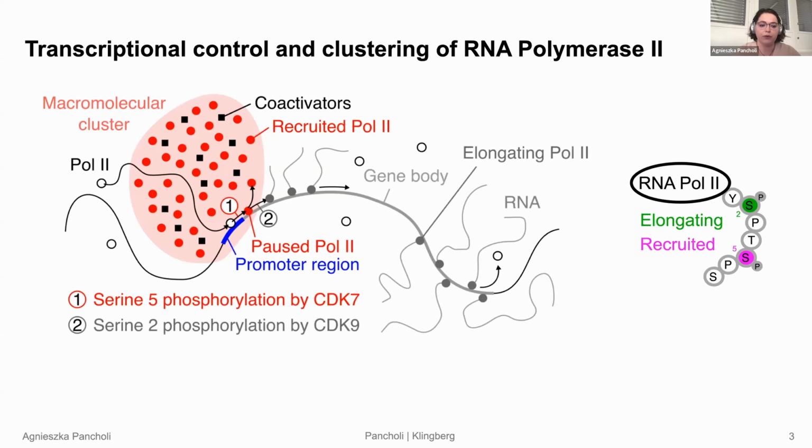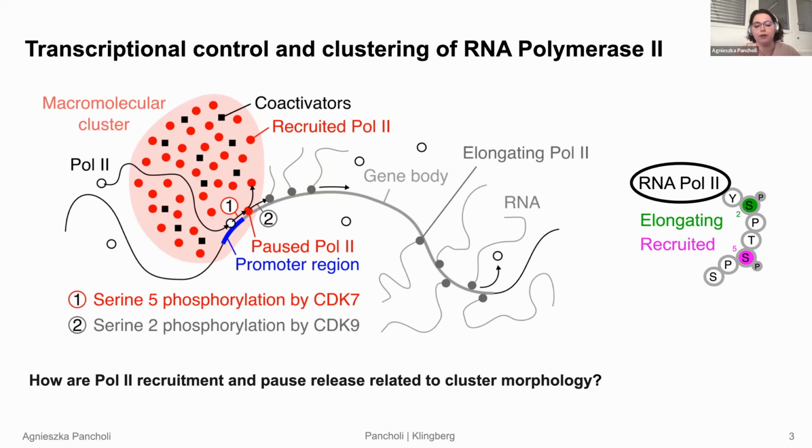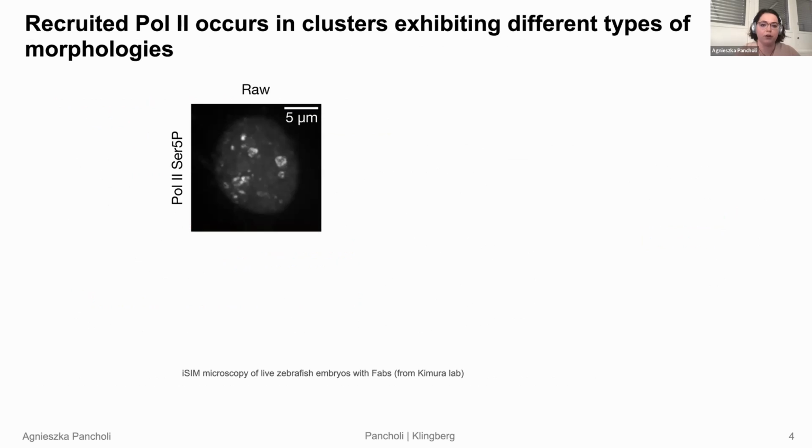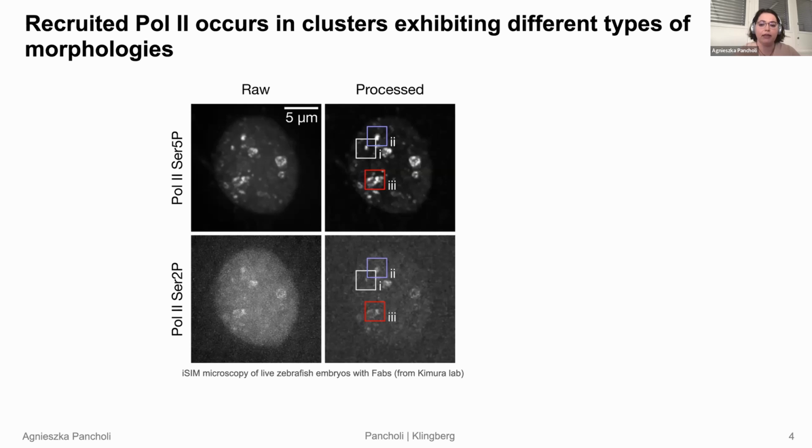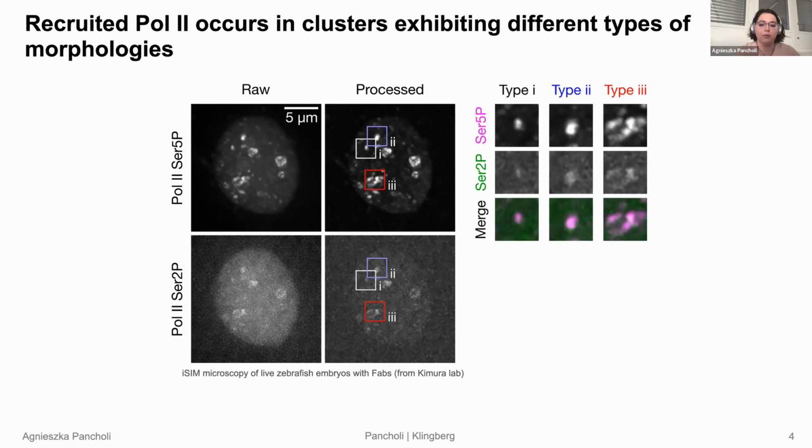And in our research, we wanted to answer the question, how are RNA polymerase II recruitment and elongation related to cluster morphology? To answer this question, we performed live imaging of zebrafish embryos, and we stained serine 5 phos as a mark for recruited Pol2 and serine 2 phos as a mark for elongating Pol2. Then we processed the images, and we were able to divide the clusters by eye into 3 groups. Type 1 is small clusters, type 2 is big round clusters, and type 3 are big dispersed clusters.